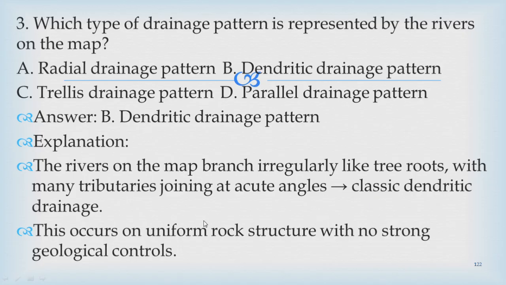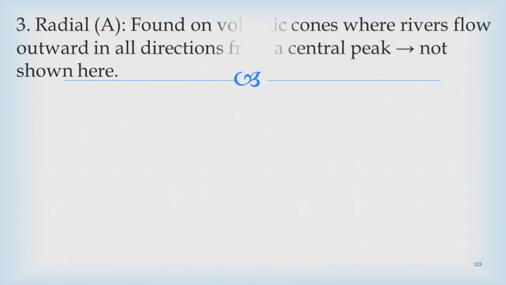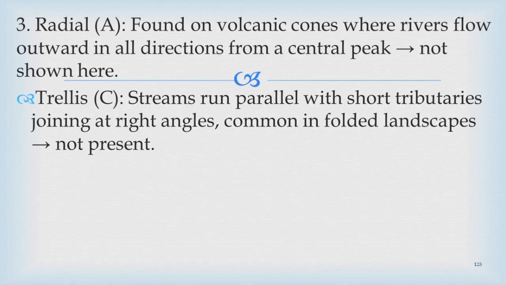When does the dendritic drainage pattern occur? The dendritic drainage pattern occurs on a uniform rock structure with no strong geological controls, while radial drainage pattern is found on volcanic cones where rivers flow outward in all directions from a central peak. This is not shown on this map.